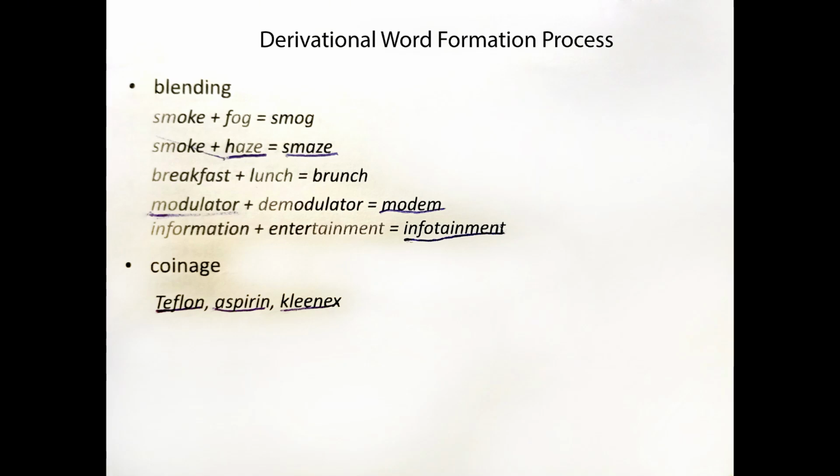I want to talk about derivational ways of word formation process. There are 13 derivational ways of word formation process. Two of them, which are derivational affixation and compounding, I have already talked about in my previous videos, and you can check them out if you need to. Here I'm going to talk about the remaining 11 derivational ways of word formation process.